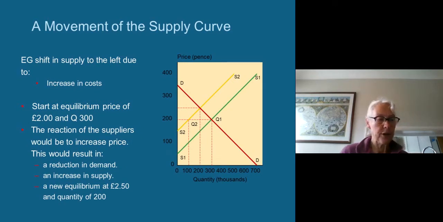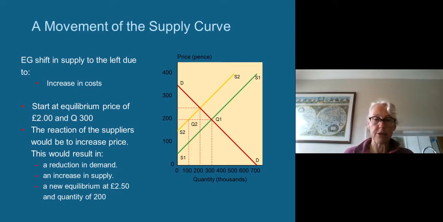Then we're going to have a look at what happens if there's a shift in the supply. So we're going to assume a shift in supply from this S1 line to the S2 line. So it's moved left. And this could be because the suppliers found there's been an increase in costs. So maybe, what's happened with some venues, say like a nightclub or a pub venue now, is that costs have gone up because they've had to introduce all sorts of protocols because of COVID-19. So again, we're starting at this equilibrium price of 200 pence or £2, and we're selling 300 tickets.